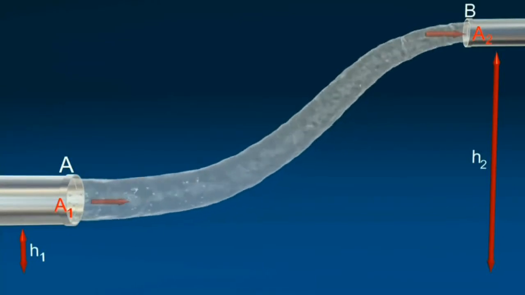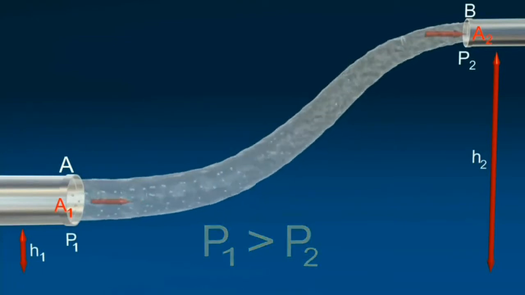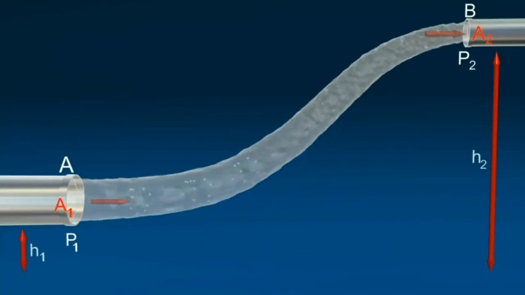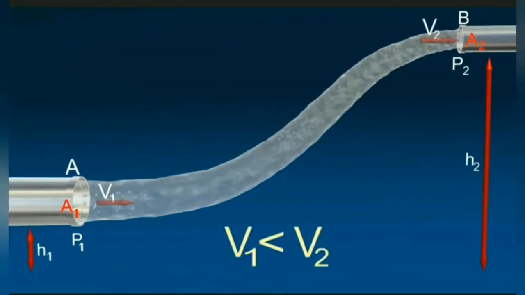The liquid moves from end A to end B under the action of pressure difference P1 minus P2. Since cross-sectional area A1 is greater than A2, therefore v1 is less than v2. It is as per the equation of continuity. Velocity of the liquid flow is inversely proportional to the cross-sectional area.